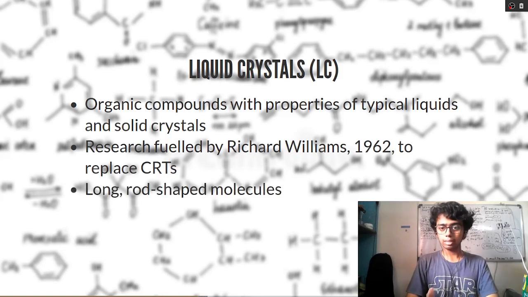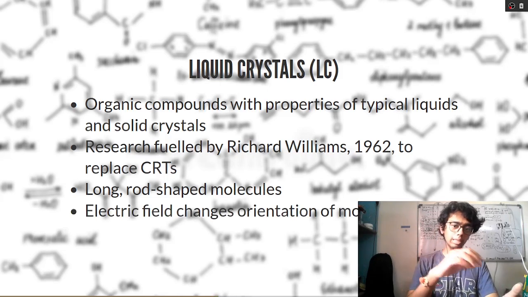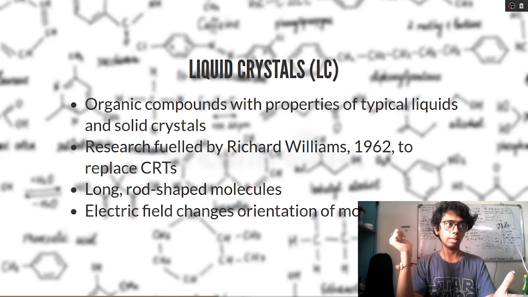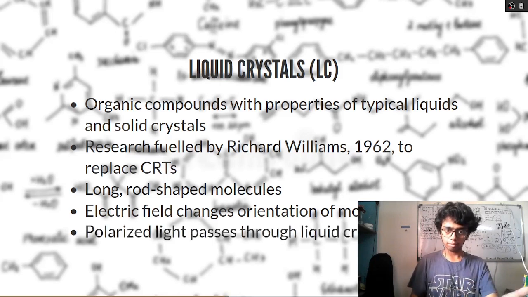So liquid crystals are long rod shaped molecules. That's the chemistry part, and they change their orientation based on the electric field. In the presence of an electric field, the liquid crystals get oriented in some way, and that's how they allow only light in a particular orientation or direction to pass. That's called polarized light. As you can see, polarized light passes through the liquid crystal.